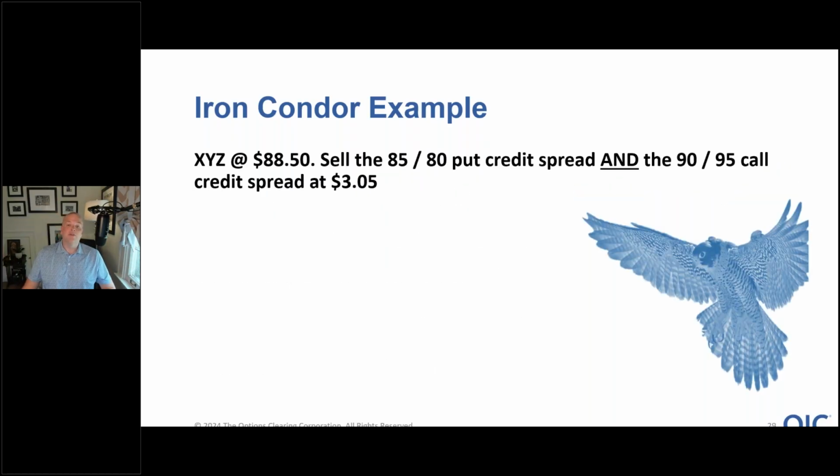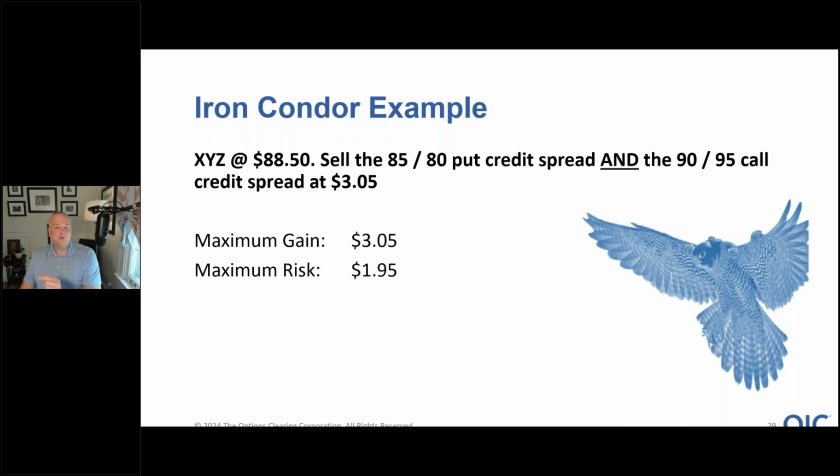Let's look at what this might look like from a P&L perspective. You're selling the 80-85 put spread and the 90-95 call spread. Both of these spreads are out of the money, and the total is 305 that you're taking in. So the max gain here is going to be 305. The max risk, again, is going to be 195. Why is the max risk 195?